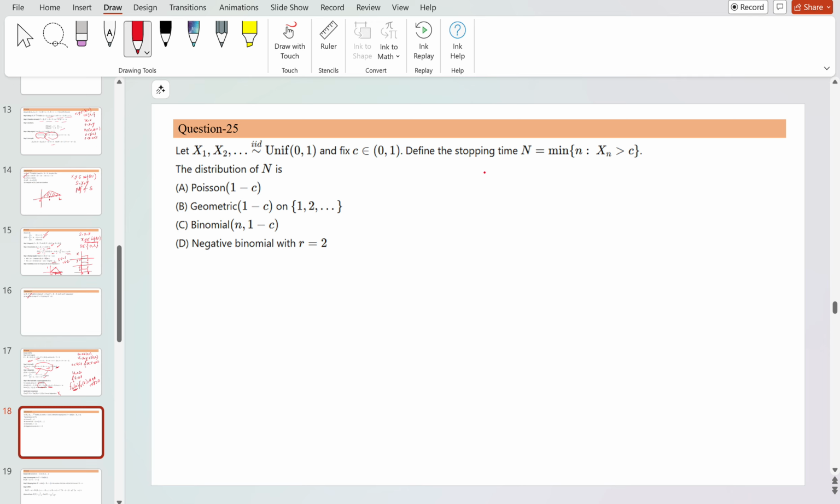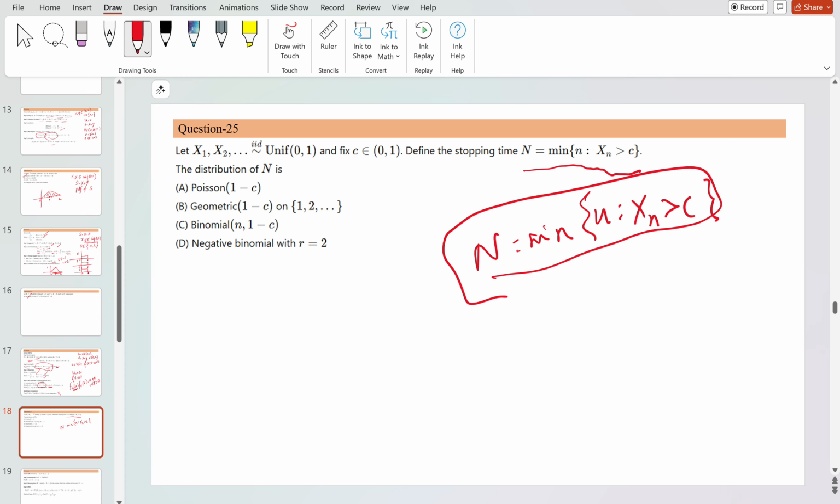In this, the stopping time will be N equal to the minimum n such that Xn is greater than c. So you have to say what the distribution of N will be, whether it is Poisson, geometric, binomial, or negative binomial with r equal to 2. Try to solve.